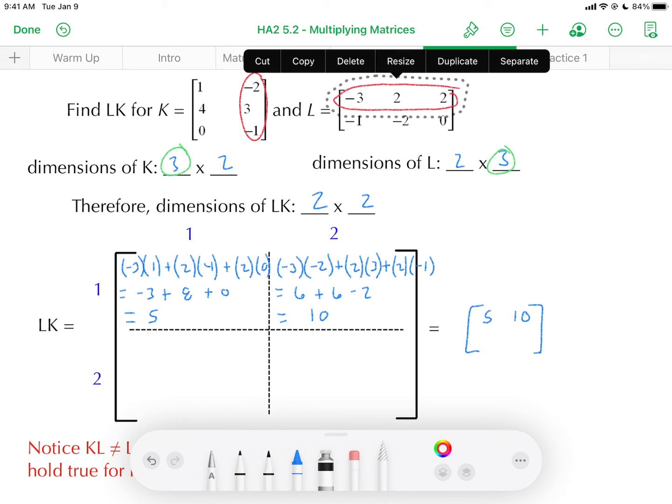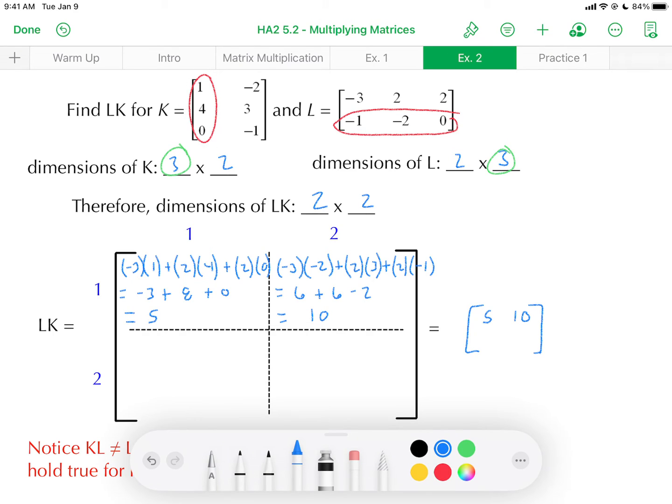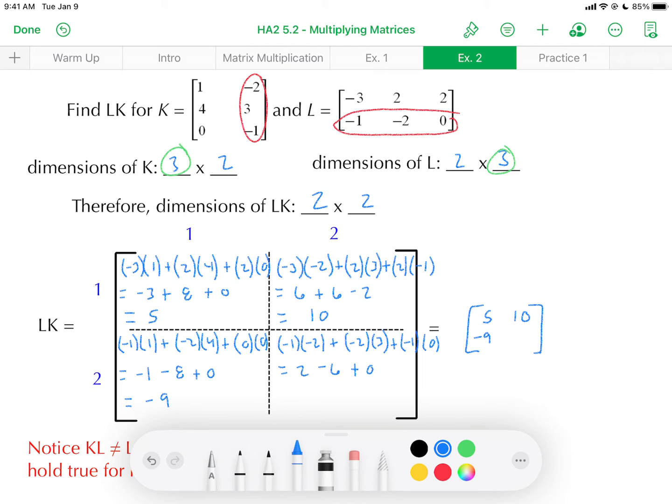And now I'm done with the first row of L. I can now move to the second row, and let's move this back to the first column. So this is going to give me the second row, first column element. Let's do -1 times 1 plus -2 times 4 plus 0 times 0. It's -1 minus 8 plus 0, or -9. And then we move to the second column of K. -1 times -2 plus -2 times 3 plus -1 times 0. That's 2 minus 6 plus 0, so I'm getting a -4.